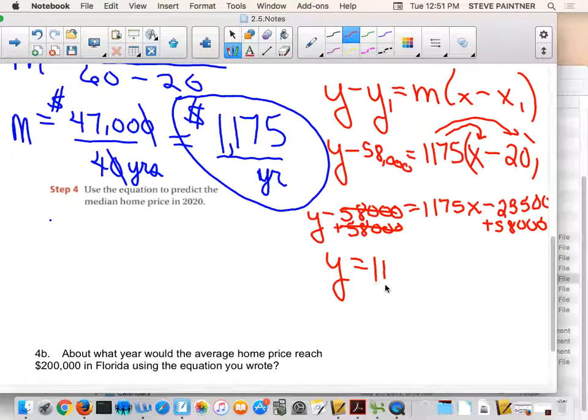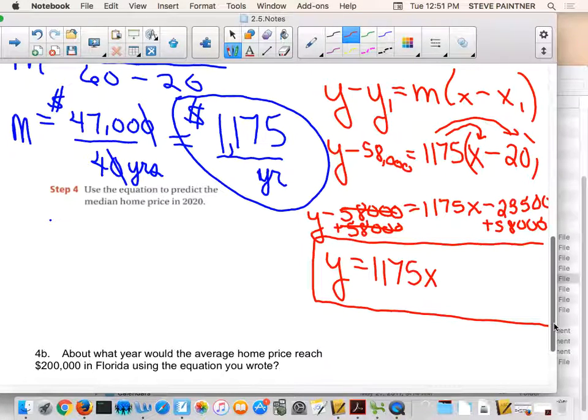And you get 1175x plus, oh, 58,000 take away 23,500. Negative 34,500, right? Yeah. Okay, comma. So that's my equation to my trend line.